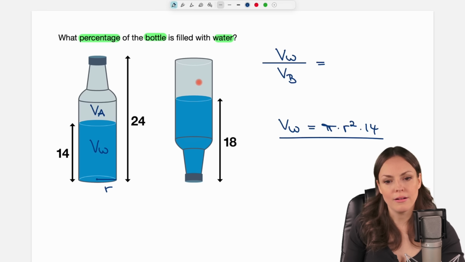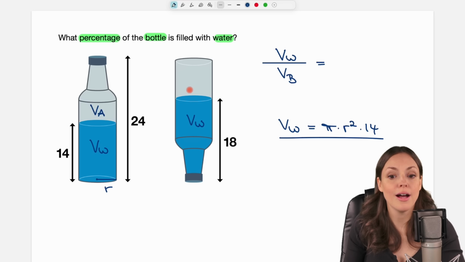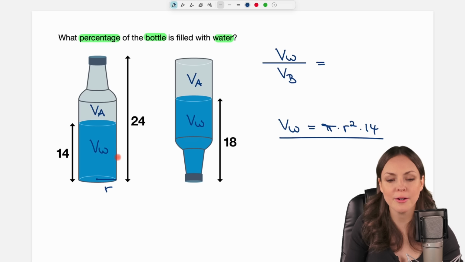And if we turn the bottle upside down, the volume of the water doesn't change. It's still the same amount of water in the bottle. So down here, this is still the volume of my water. And the same thing with the volume of the air. That doesn't change. I just have my air up here. But this is perfect because now in this upside down version, I have a cylinder up here, and I need this volume of my air to find the volume of the entire bottle.